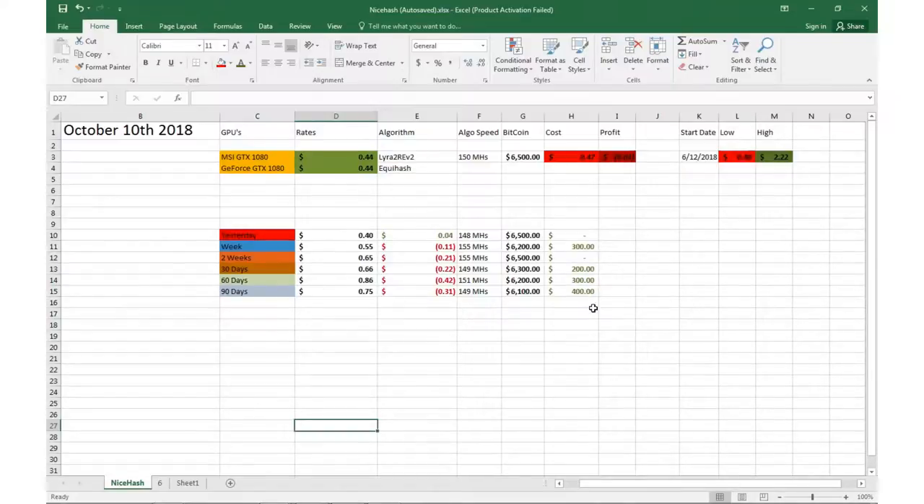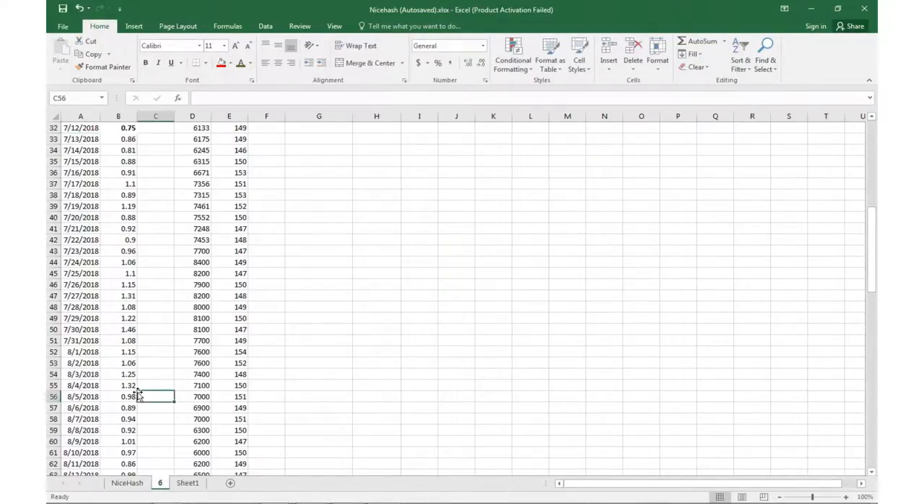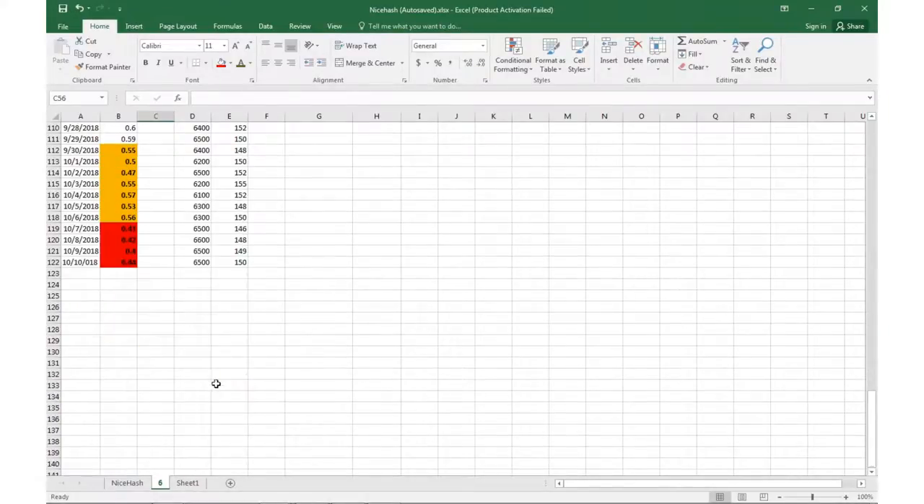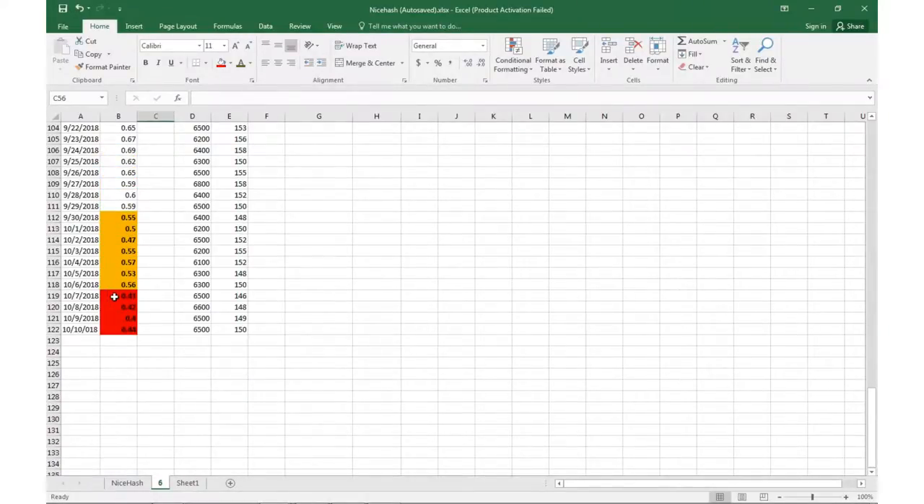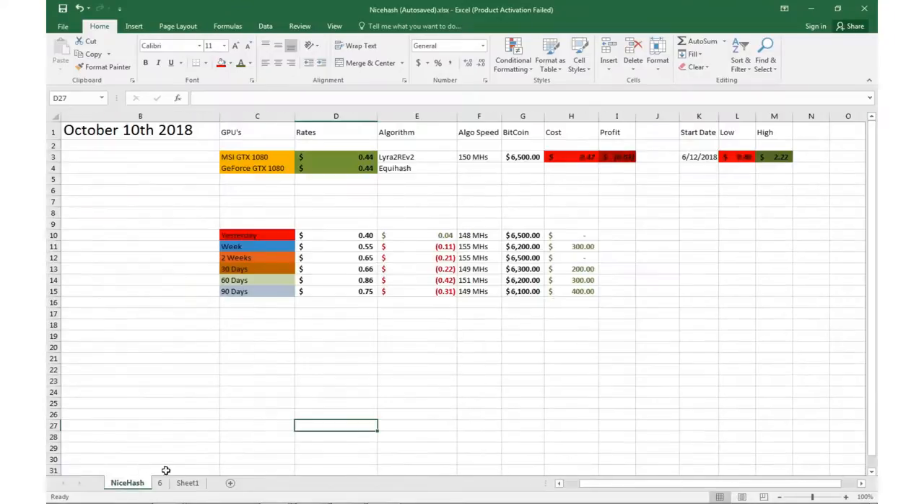Unfortunately, the price of alternate coins is not very positive. Again, today we're still negative. We've been negative the last few days. I look back at my chart here, and yeah, we've been in red since the 7th, so the last 4 days or so, we've been in the red, not making profit. Not very positive.